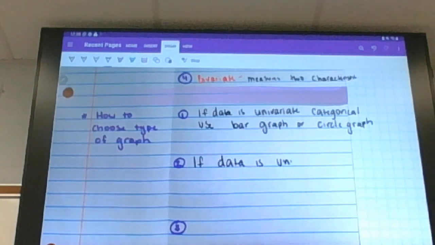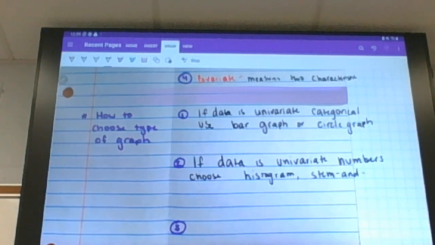If data is univariate, but it's numerical, meaning it has to do with numbers and measurements, you're going to choose a histogram or a stem and leaf, or you can do the box and whisker, or you can do the good old dot plot. Gosh, I don't think we do a dot plot in algebra. Dot plot is when you just put a dot for each one of the tallies. We do tallies in algebra more than dot plots.